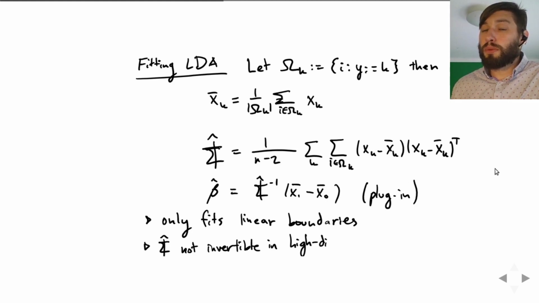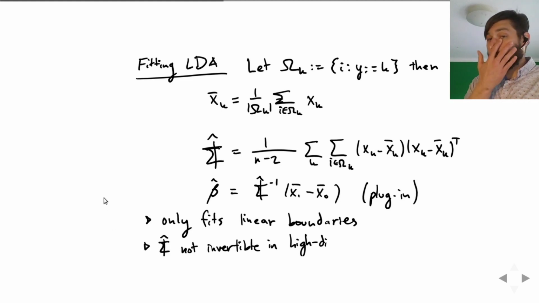This is our pooled variance estimate. It's 1 over n minus 2, the sum over k, sum over i in this omega sub k. This 2 is because there are 2 degrees of freedom taken up by the mean estimates here, and you would, in general, increase this if you had more classes than binary. So this would be your estimate of sigma hat. And then your beta hat is equal to the sigma hat inverse times x1 bar minus x0 bar. This is just plugging in what we had before.